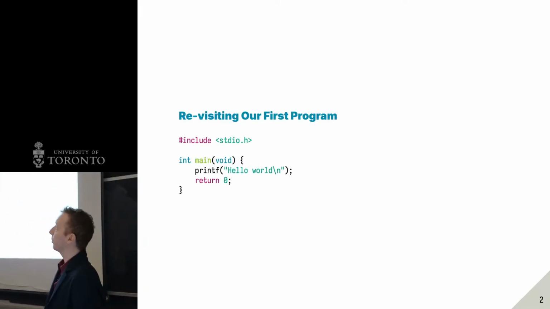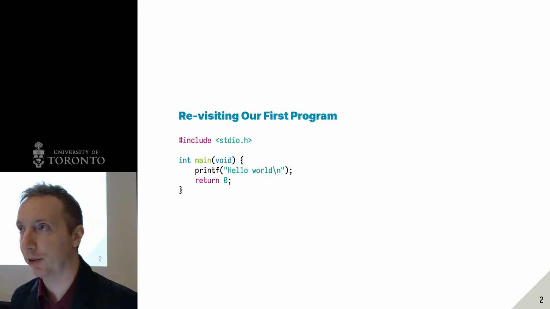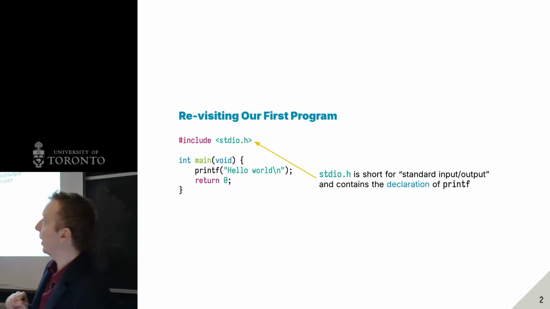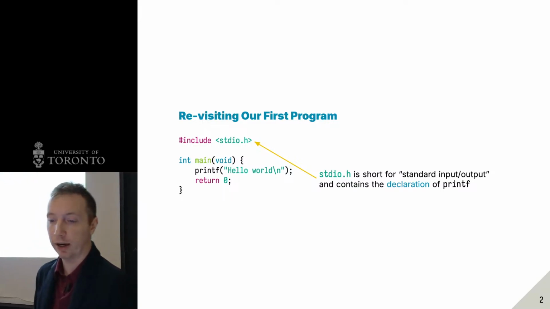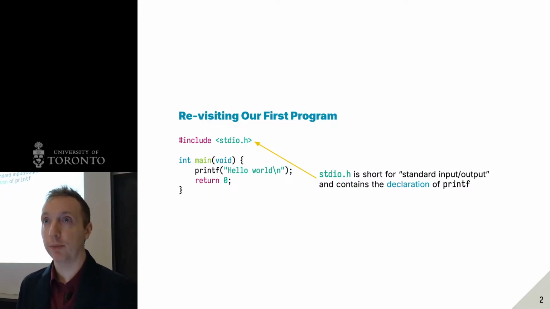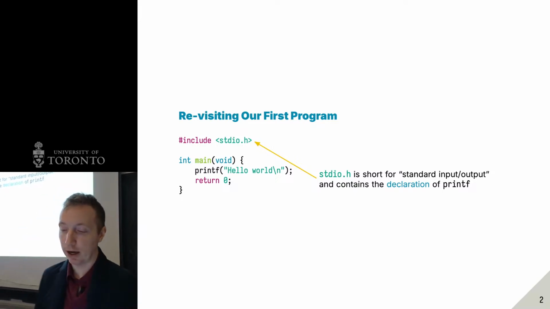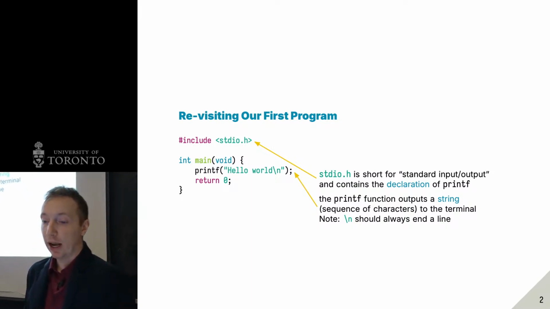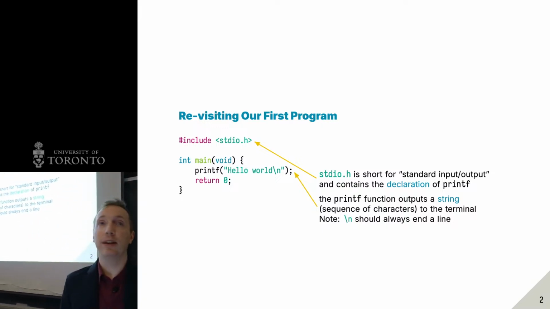So, if we revisit our first program, we already did one side of this equation. We already did a bit of output. So, again, that include stdio.h, shorthand for standard input and output. It contains the declaration of that printf function, which is used for output. It will display that sequence of characters to our terminal for us. So, that printf function outputs technically a string, which is a sequence of characters.